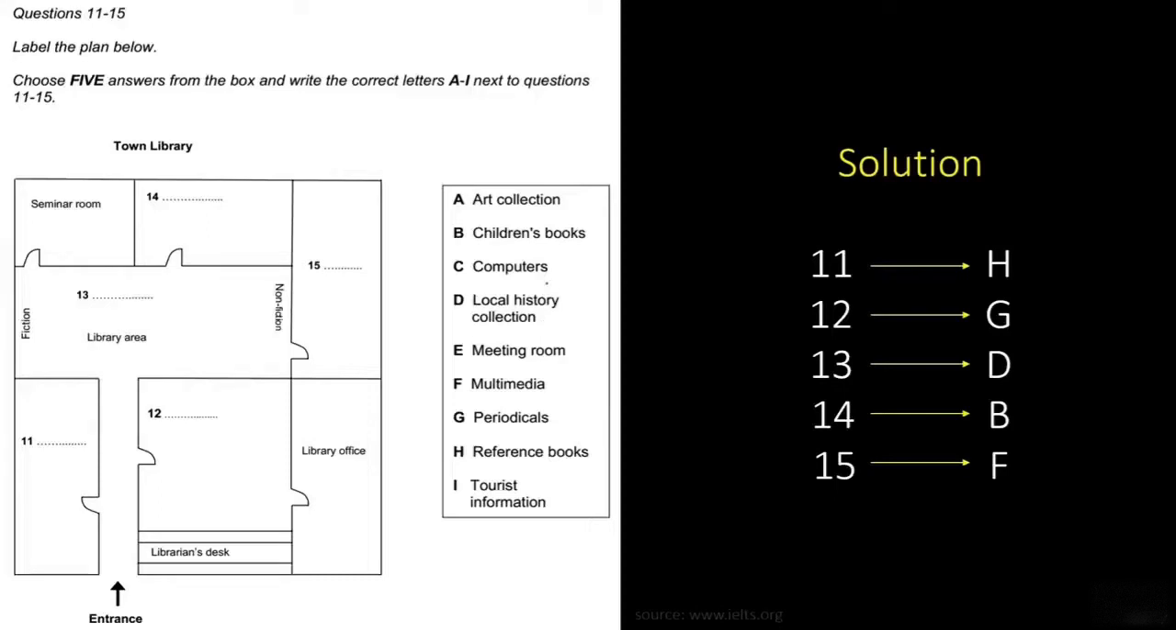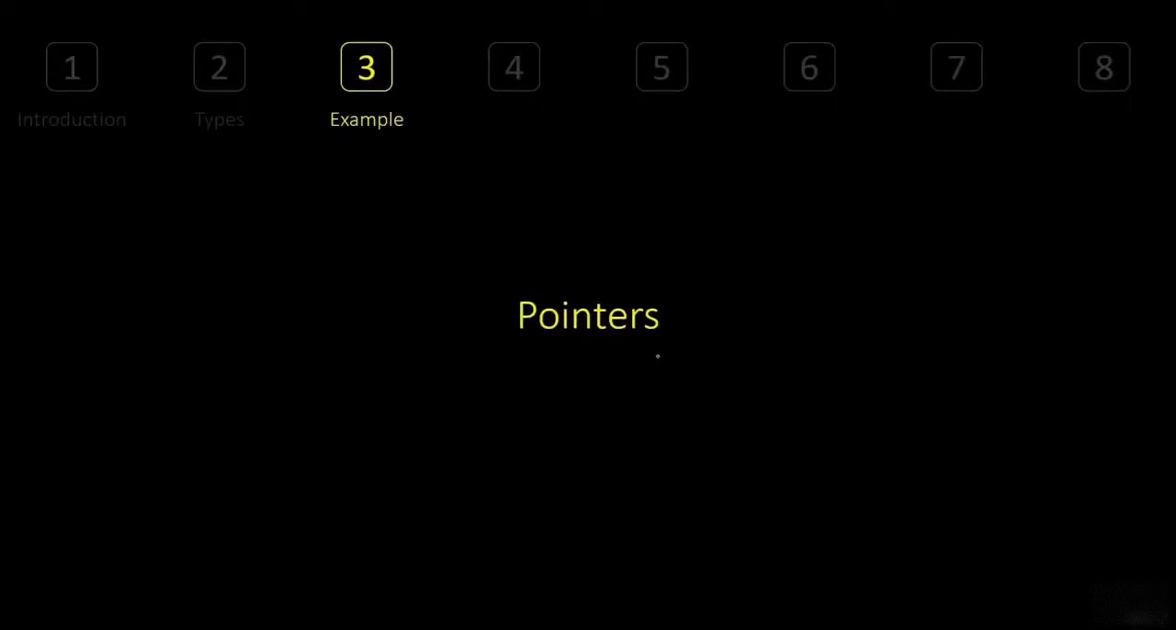Please don't write the full answer as the answer. Just write the option. Option is correct. 14th is B, children's books. And 15th is F, which is multimedia. Okay, this is 15th. So I hope you got all correct answers. If you didn't, go through the instructions or pointers and do similar examples and see how it helped you. Okay, let's see the pointers or the tips that can help you to go through this question.